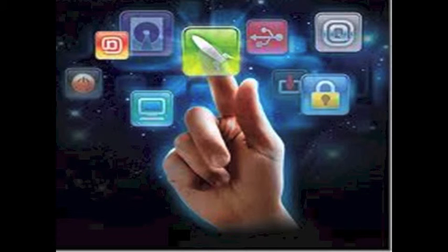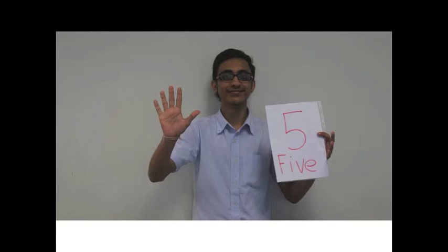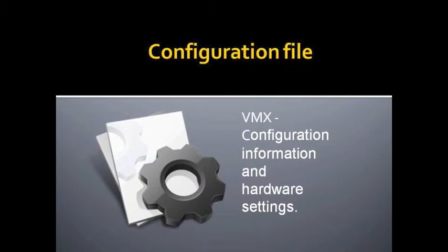Now, let us move on to the 5 main files of a virtual machine. Let us go deeper into the 5 main files of a VMFS. Let's begin with the configuration file. Identified by a VMX file extension, it contains all the configuration information and hardware settings of the virtual machine.